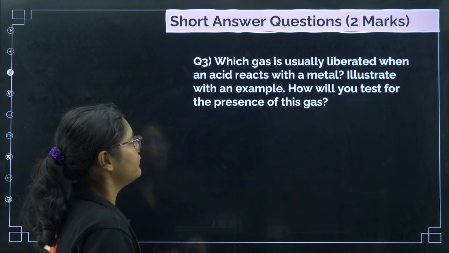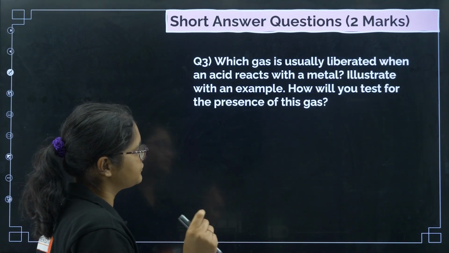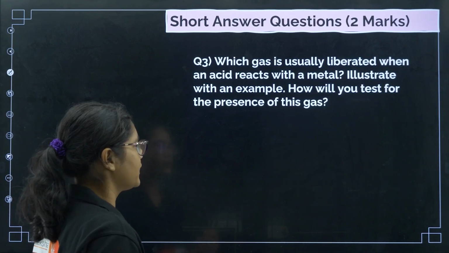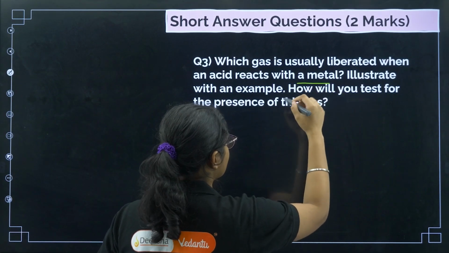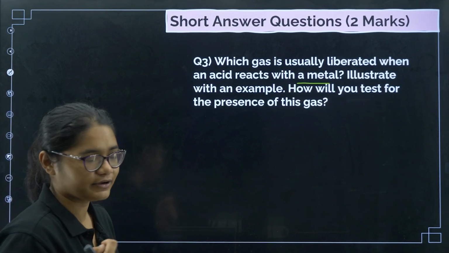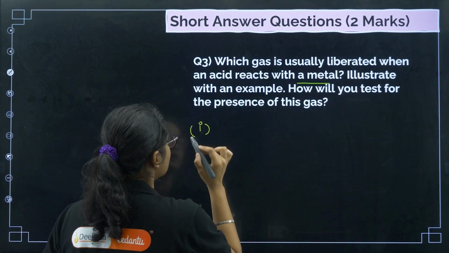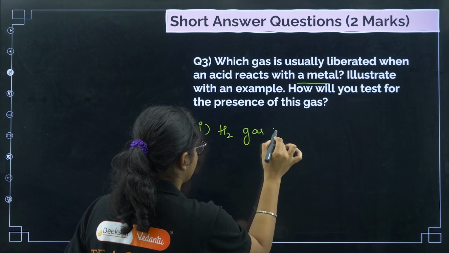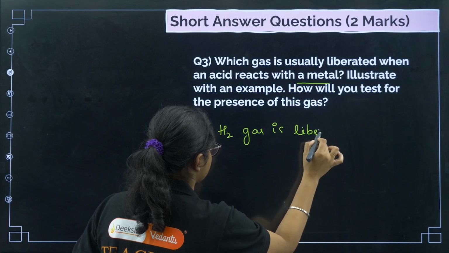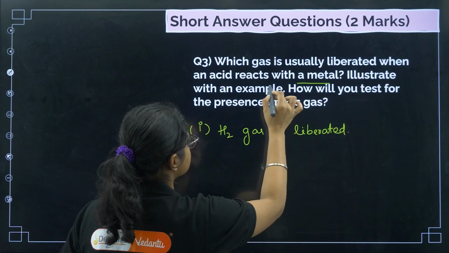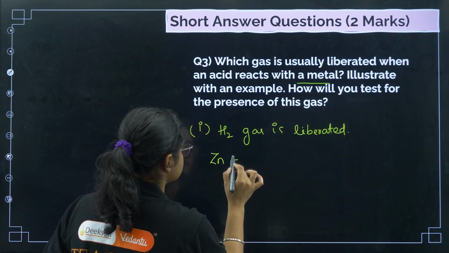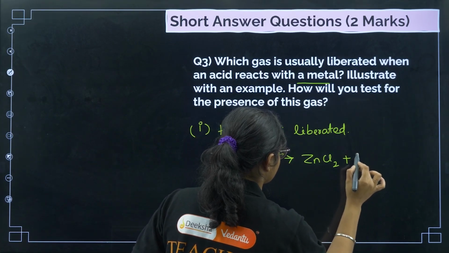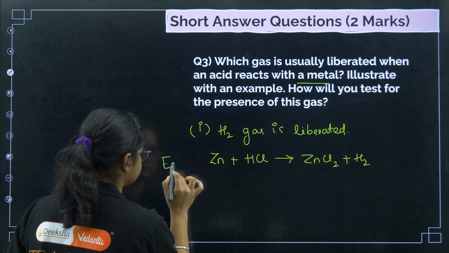Okay. So now, which gas is usually liberated when an acid reacts with metal? Illustrate with an example. How will you test the presence of this gas? Okay, so when a metal reacts with acid, we get hydrogen gas. So you can write the first point here is hydrogen gas is liberated. Now you need to answer with an example. So you can write any example. Suppose Zn plus HCl, then you will get ZnCl2 plus H2. Right, so this is your example.